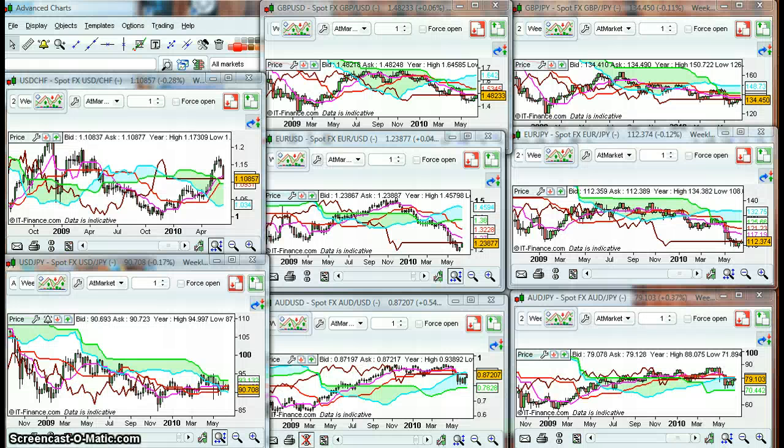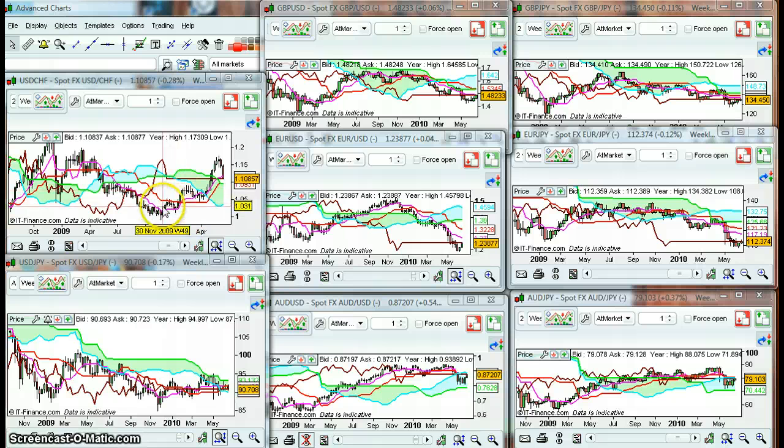Good morning and welcome to an overview of the foreign currency markets on weekly charts. This is my basic screen that I use to compare them all, and we've got 8 different pairs up here. These two over this side are US in front, so US Swiss, US yen.